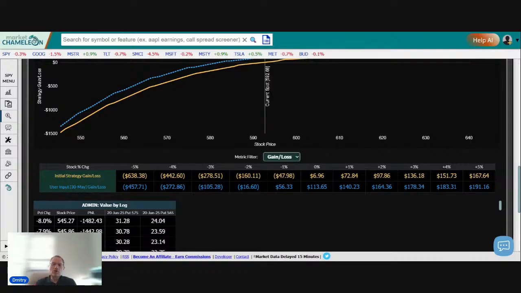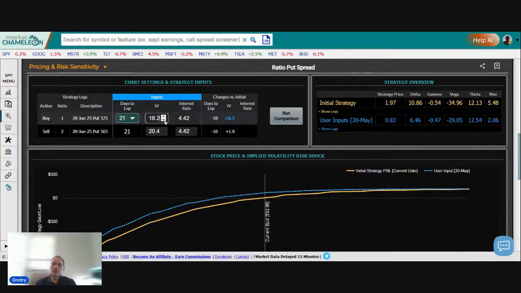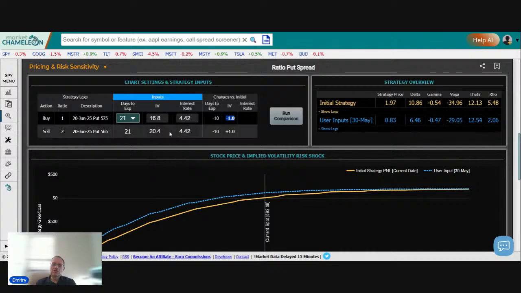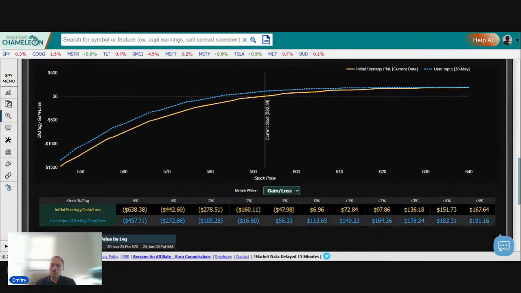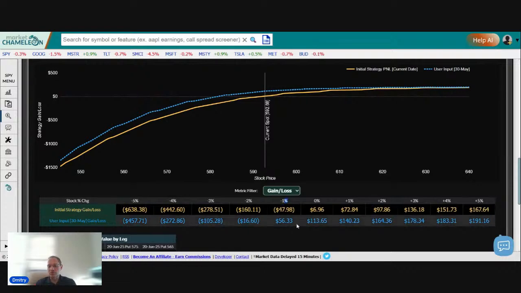What if it went for us? Instead of $56, let's see if implied volatility actually declined by 1. So I'm going to now decrease it by 1. Okay. And I'm going to decrease this one by 1. We're just going to say they went down proportionally for our example. Now we're seeing 56 and 113, right? If we stay at 0, it's a $113 profit, down 1%, 56.